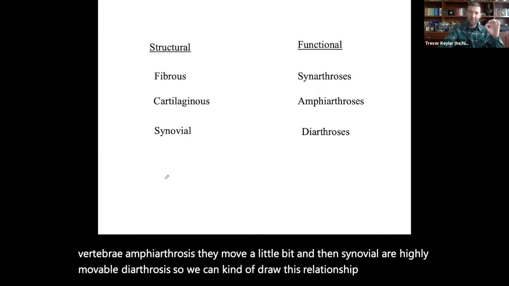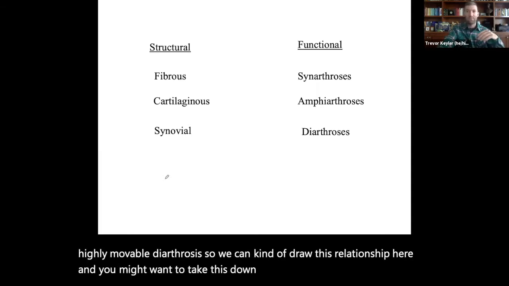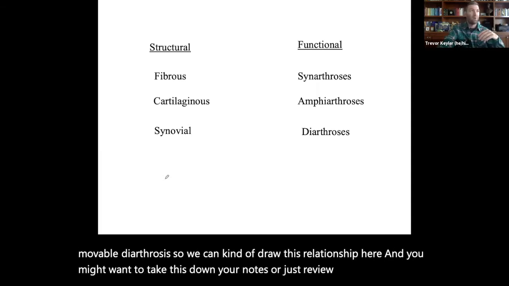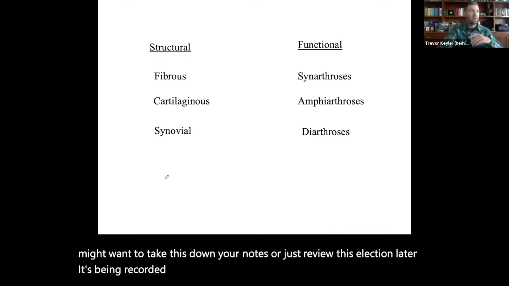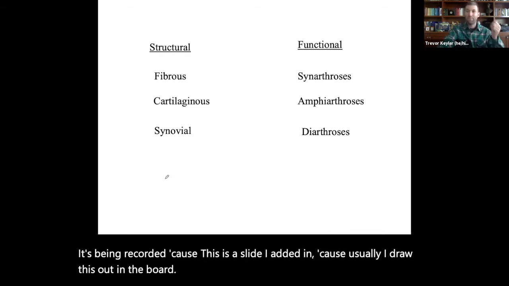And you might want to take this down in your notes or just review this lecture later. It's being recorded because this is a slide I added in. So usually I draw this out on the board and I don't have that. I should have brought home my whiteboard. That would have been good.